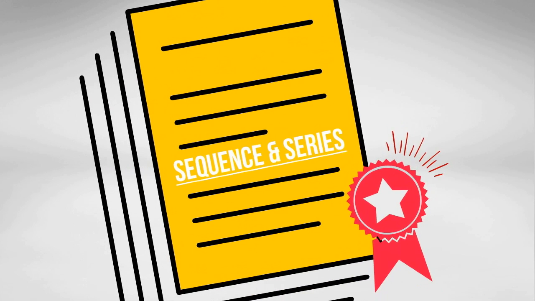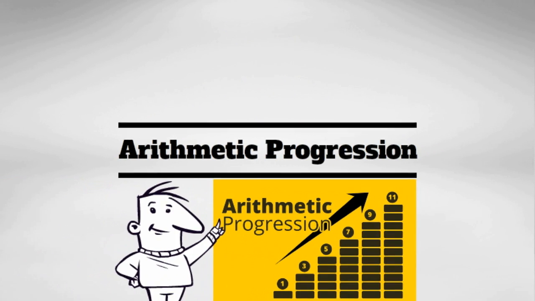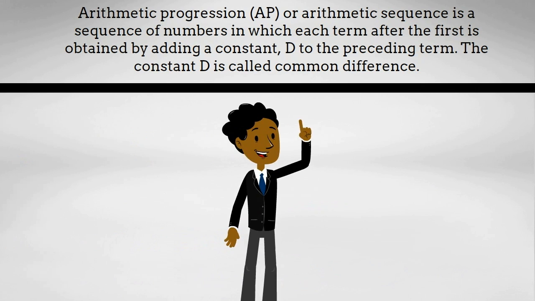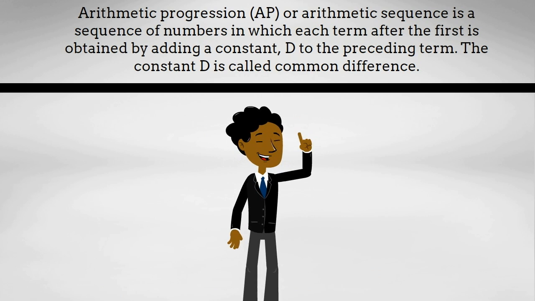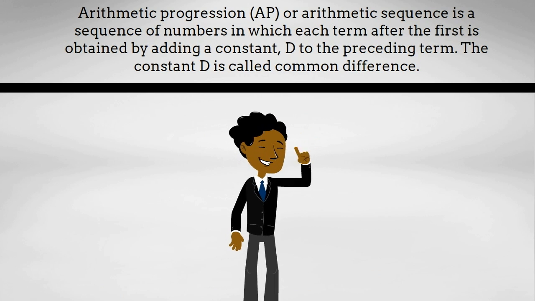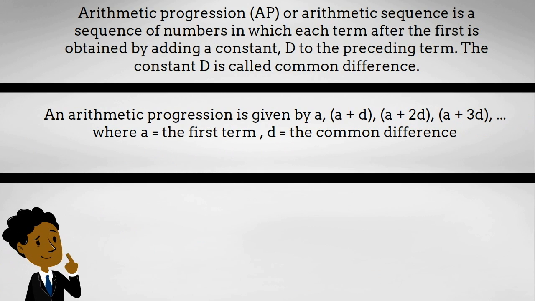So in this video we are covering the topic sequence and series, and we start with arithmetic progression. Now, arithmetic progression, AP or arithmetic sequence, is a sequence of numbers in which each term after the first is obtained by adding a constant d to the preceding term. The constant d is called the common difference. An arithmetic progression is given by a, a plus d, a plus 2d, a plus 3d, and so on, where a is the first term and d is the common difference.